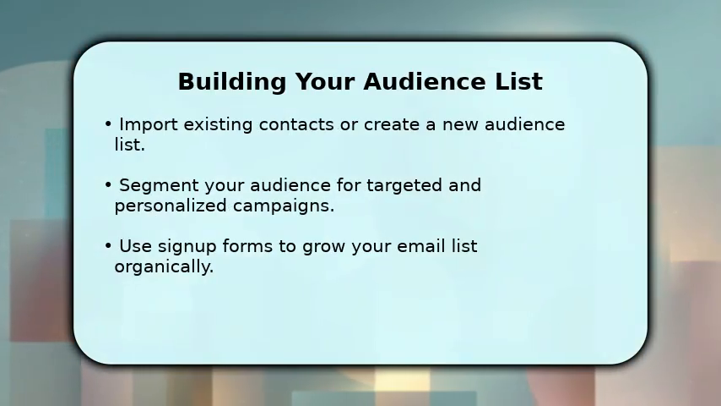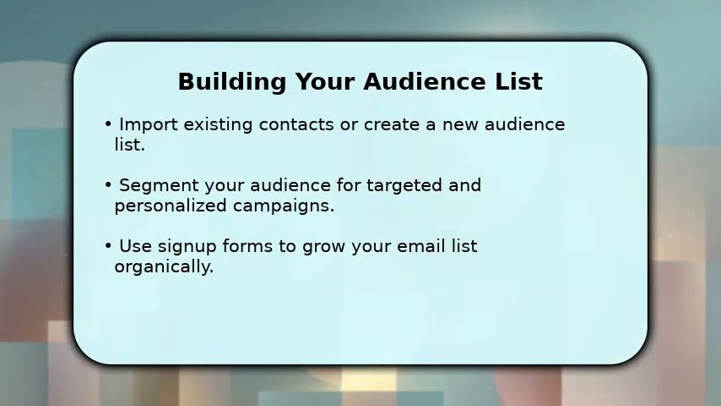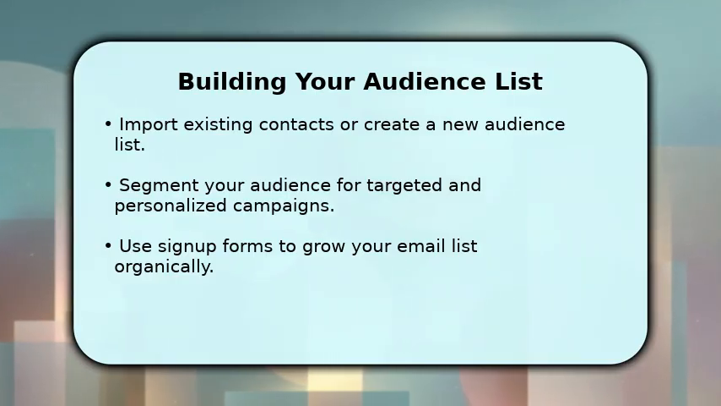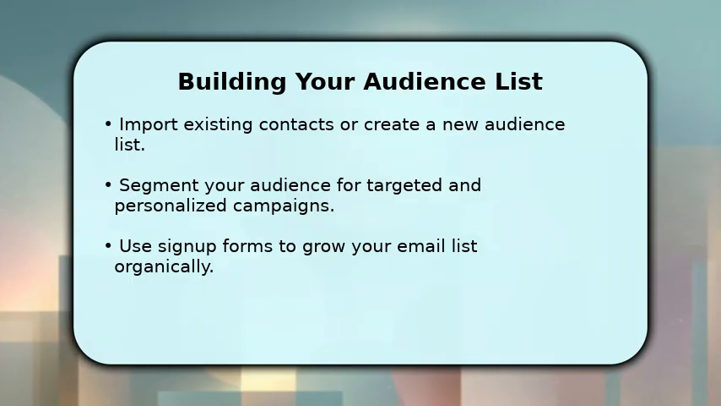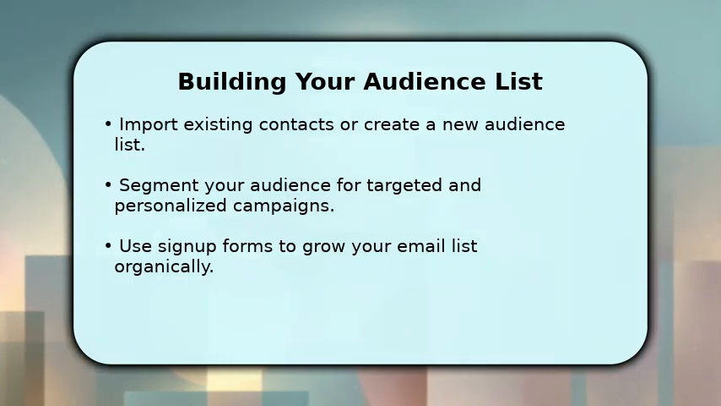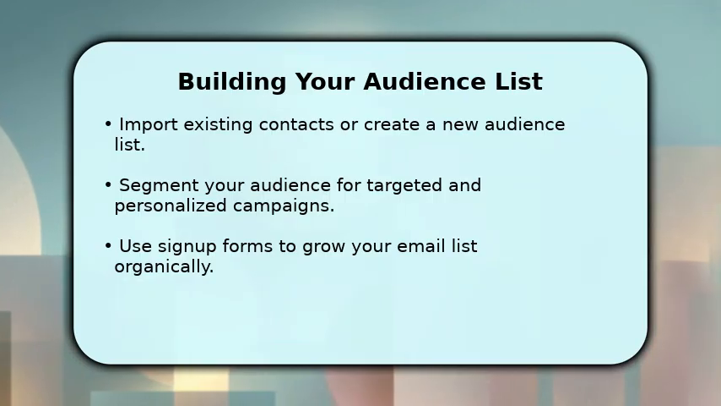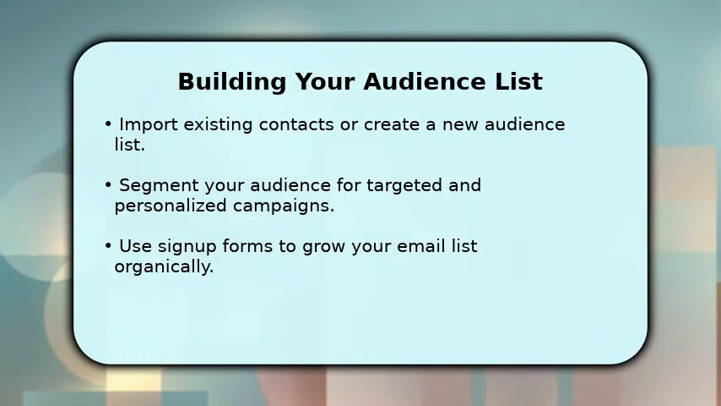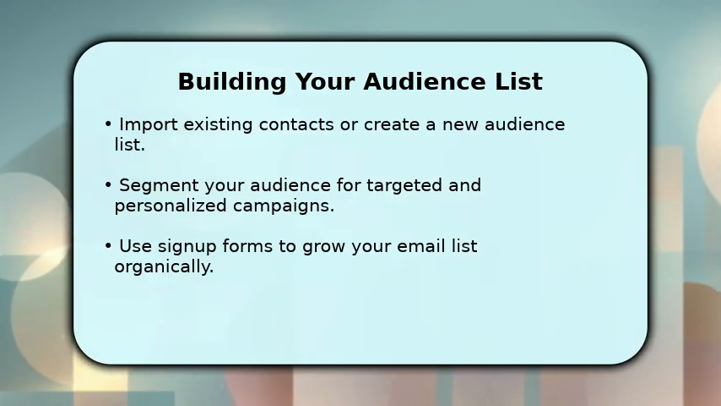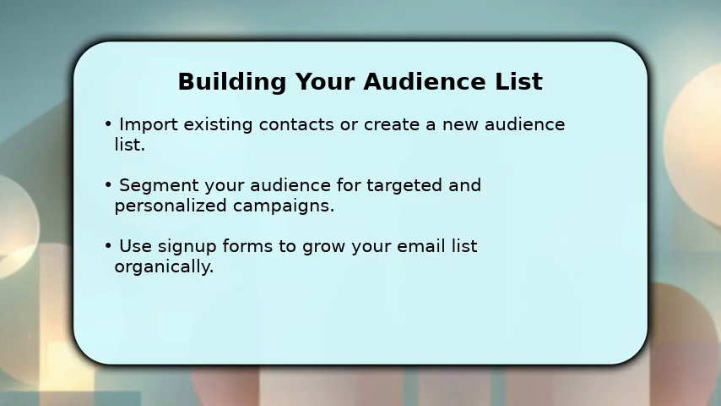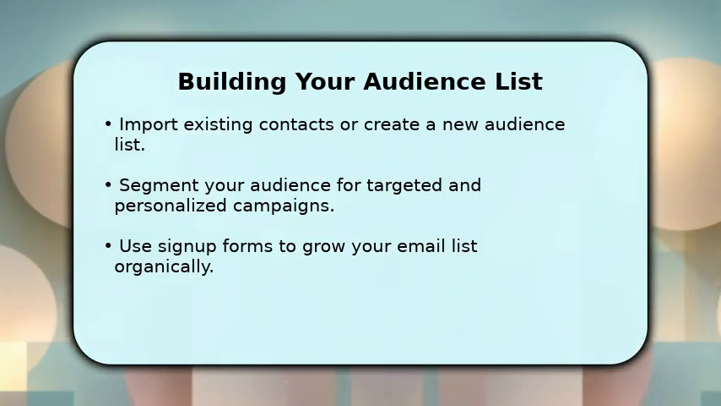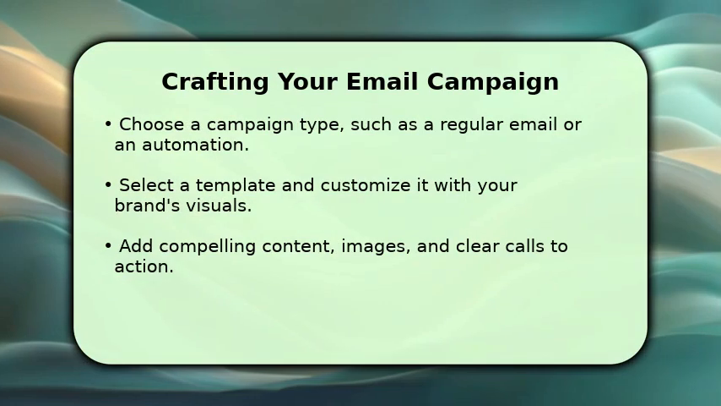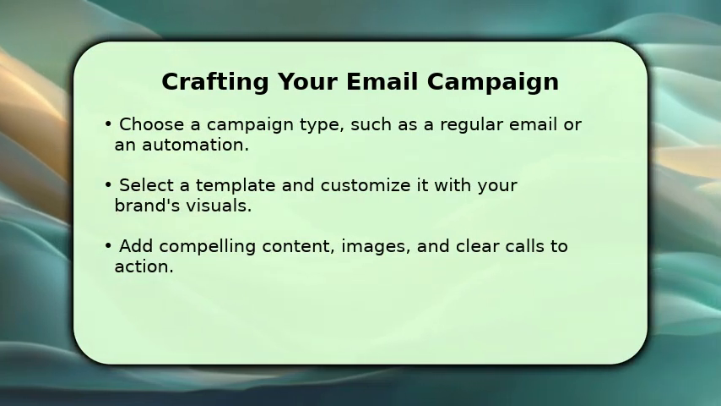Once your account is ready, the next step is building your audience. You can easily import existing contacts from a spreadsheet or create a brand new list. Mailchimp allows you to segment your audience into groups, which is fantastic for sending highly targeted messages. For example, you might segment by customer type or engagement level. Don't forget to create engaging sign-up forms to capture new subscribers directly from your website or social media, helping your list grow naturally.